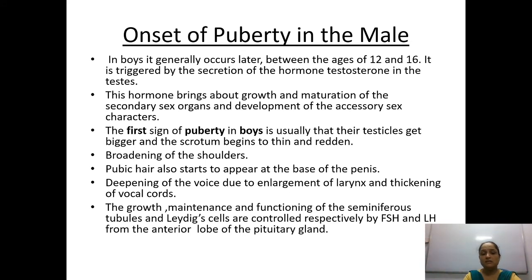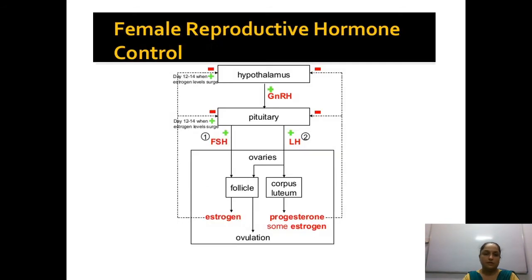The growth, maintenance, and the function of the seminiferous tubules and Leydig cells are controlled. See, these are the basic hormone, follicle stimulating hormone, and LH are there, which are going to control the entire process. And these two are controlled by the hypothalamus.